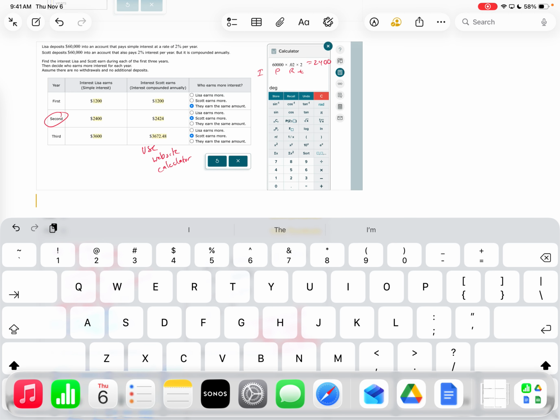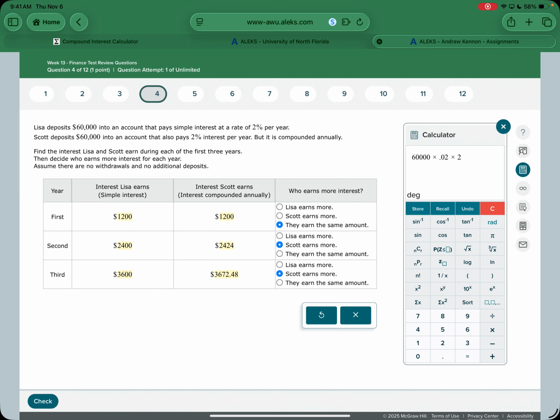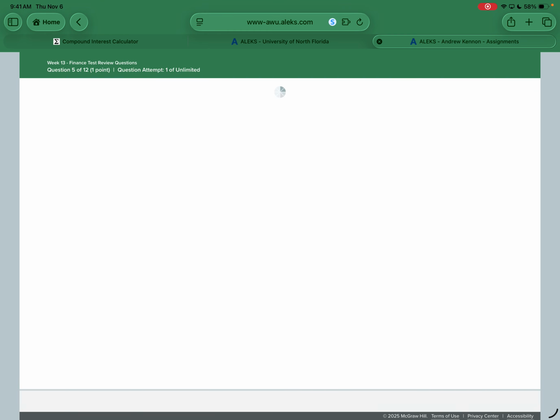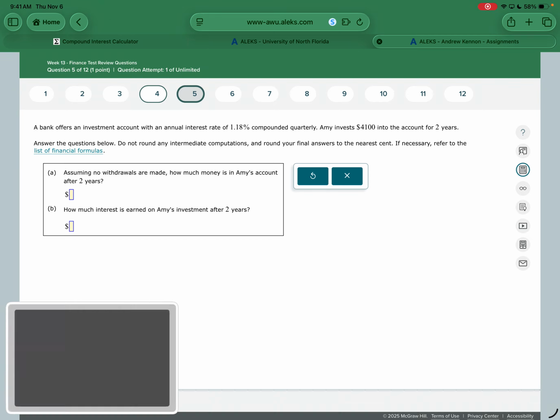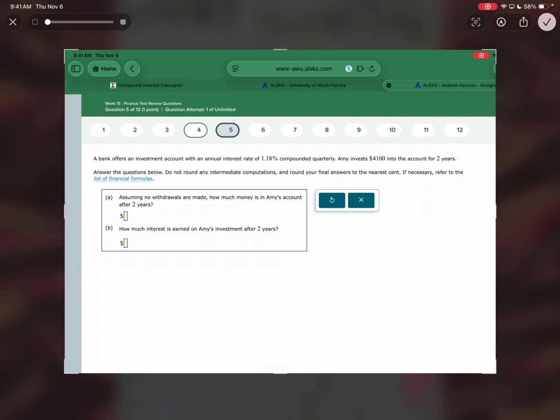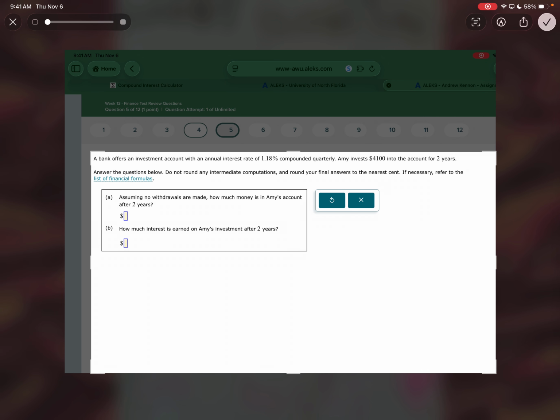Number 5 says to write what you put into the calculator on the test work page. So again, just me making sure that you are putting the stuff in the calculator or the website correctly.